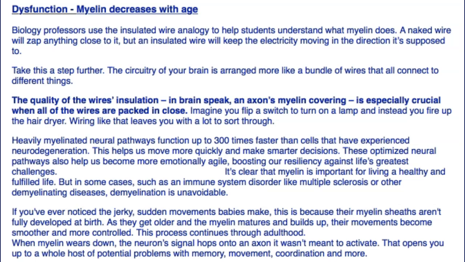If you've ever noticed the jerky, sudden movements babies make, this is because their myelin sheaths are not fully developed at birth. As they get older, the myelin matures and builds up. Their movements become smoother and more controlled. This process continues through adulthood. When myelin wears down, the neuron signal hops onto an axon it wasn't meant to activate. That opens you up to a whole host of potential problems with memory, movement, coordination, and more.